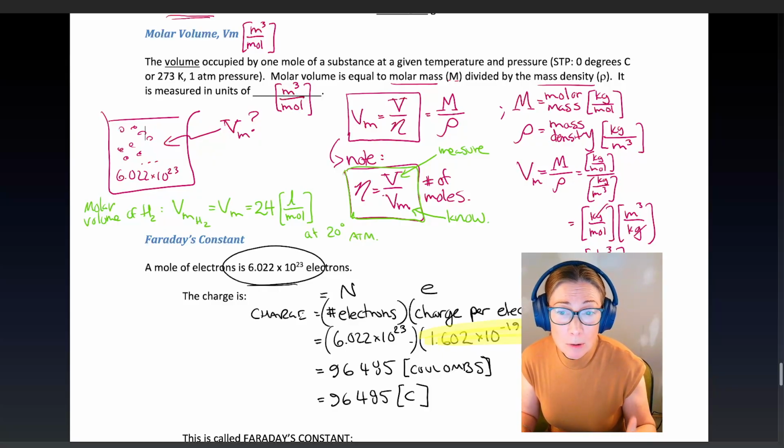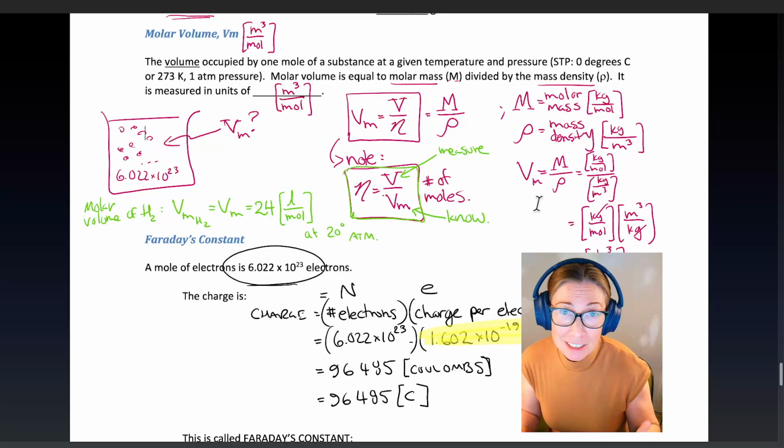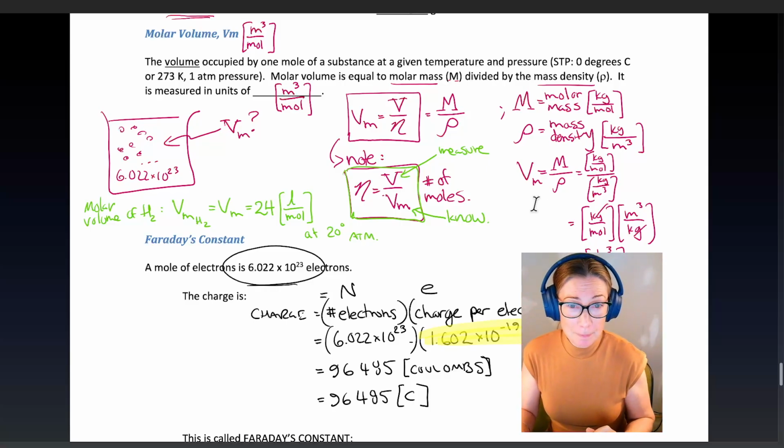Meters cubed is volume over mole. So molecular mass over mass density is the same as molar volume, which is volume per moles. Very useful relationship.